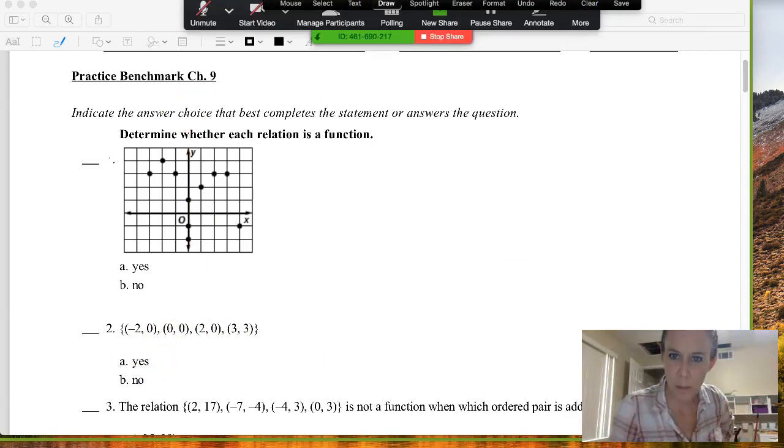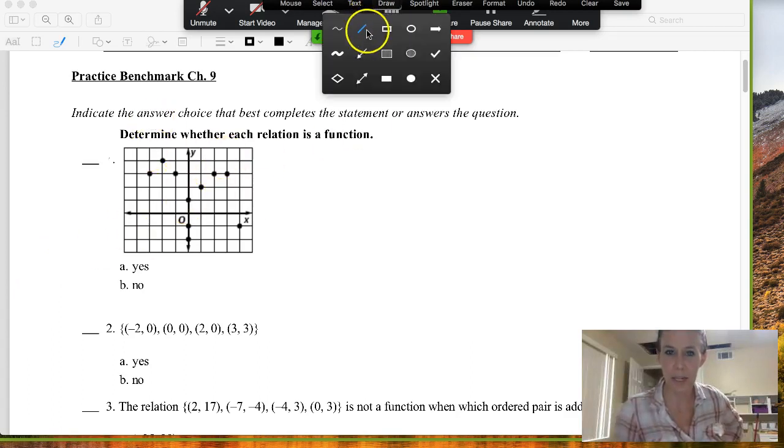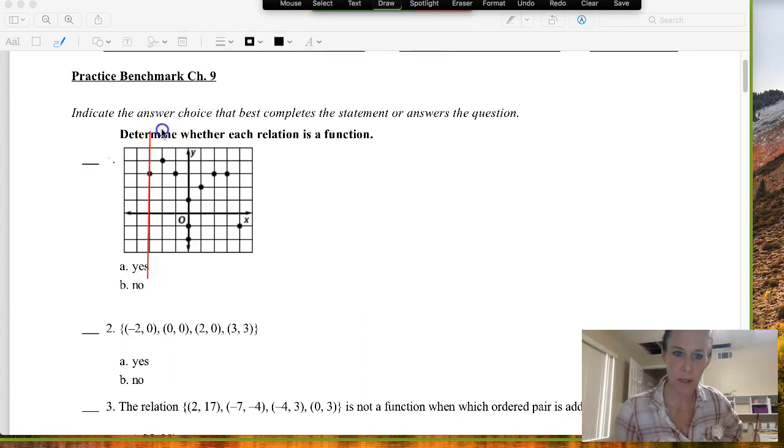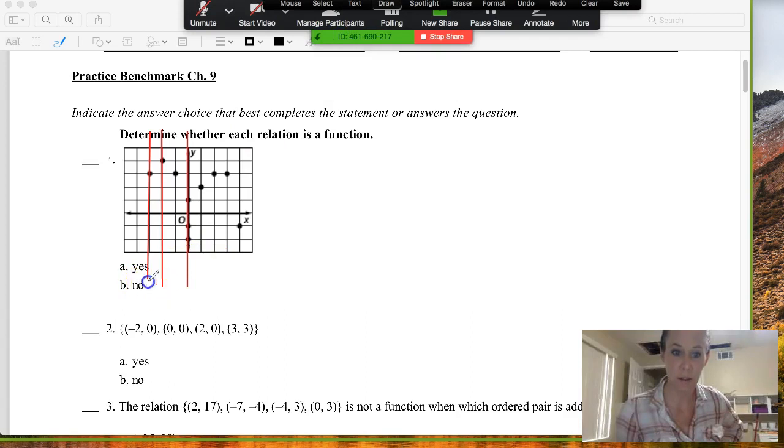Now let's go back to number 1 and see if this relation is a function. Graphs are a little bit easier to test for functions. All you have to do is draw a vertical line. If you draw a vertical line and you only touch one point, anywhere on the graph, then you have a function. Now these vertical lines are only going to touch one point, but what about this vertical line right here? This one touches 3 points. So this is a no. This is not a function.